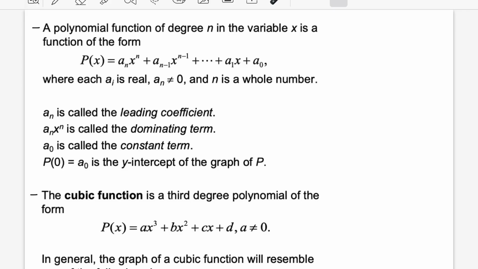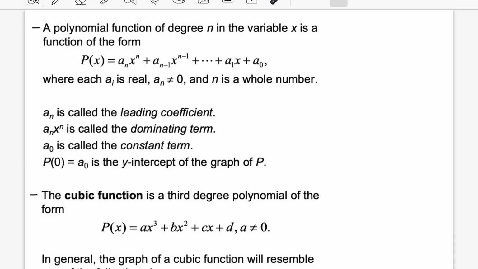Alright, so in this video, we're going to go over section 4.1 from our textbook, which goes over the graphs of polynomial functions. So we say that a polynomial function of degree n is going to be a function of this form here. And when we say degree n, what we mean is that this variable x here, the highest power that we see is n here.